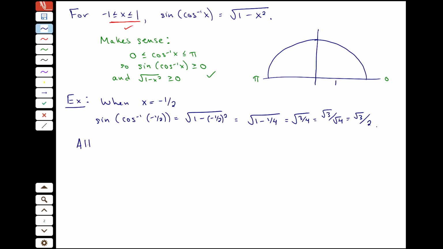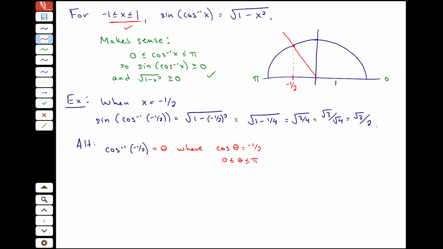Alternatively, I could compute arccosine of negative 1/2 explicitly, and so I know that this is going to be equal to some value theta, where cosine of theta is equal to negative 1/2, and theta is between 0 and pi. So if I look in the unit circle, where cosine could be equal to negative 1/2, so here's negative 1/2, and so I know that I would have to intersect the unit circle here.